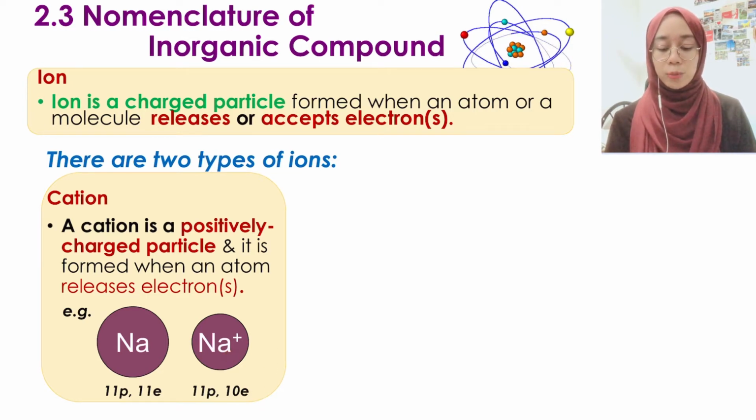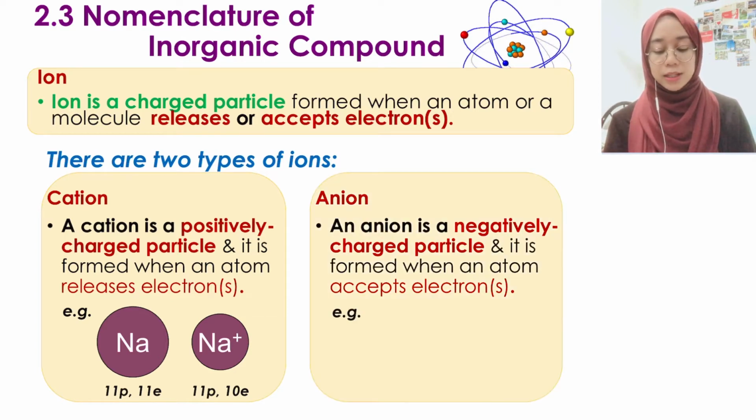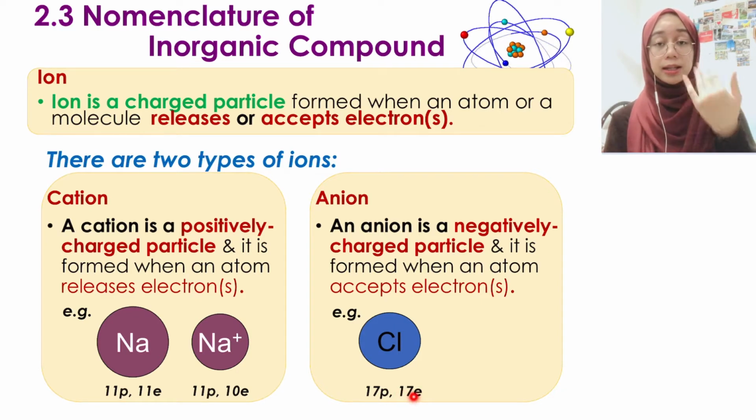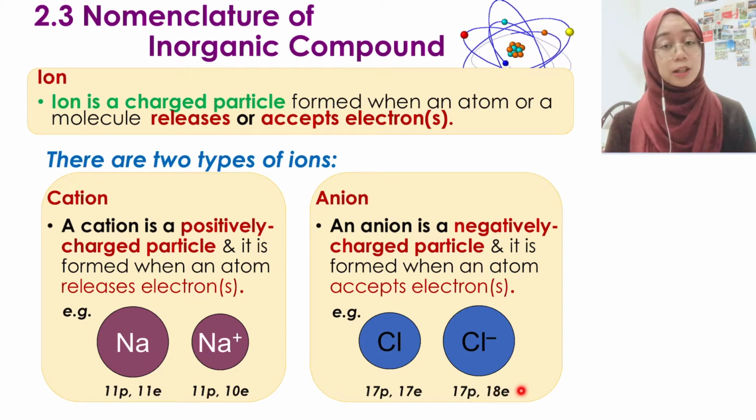And then kita tengok pula anion. Anion pula would be the opposite of cation. So it is a negatively charged particle and it is formed when the atom accepts electron. For example kita ambil chlorine. Chlorine yang atom dia, yang neutral, dia ada 17 elektron. But then when it accepts electron, let's say dia accept satu elektron, so dia akan dapat Cl negatif. Dia menerima, so dia jadi Cl negatif. So now dia ada 18 elektron.